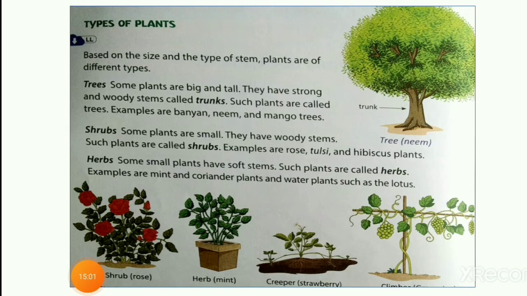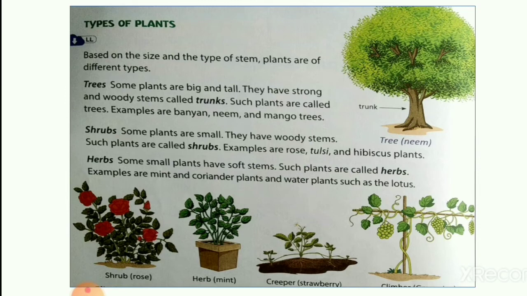Here also one example is given, that is the rose plant. Many houses have rose plants, and if you have a rose at your home, you can see they also have many branches, and it has flowers, leaves, etc. Okay, so I hope you understood what is a tree and what is a shrub. Now we will go ahead with the herbs.